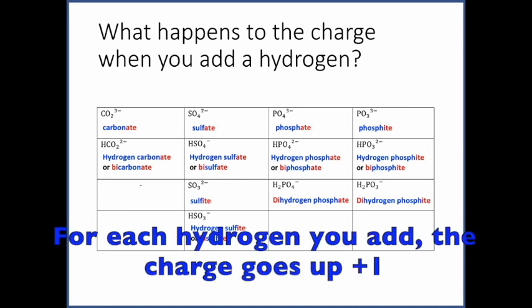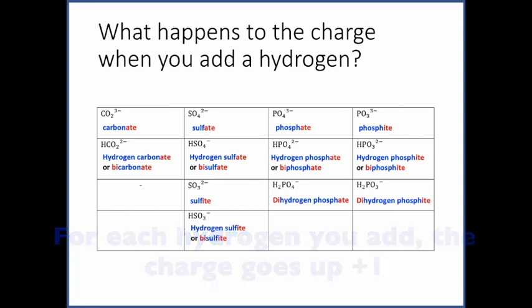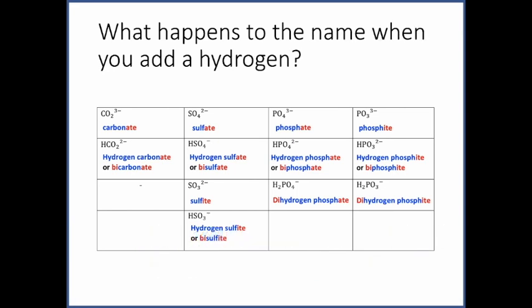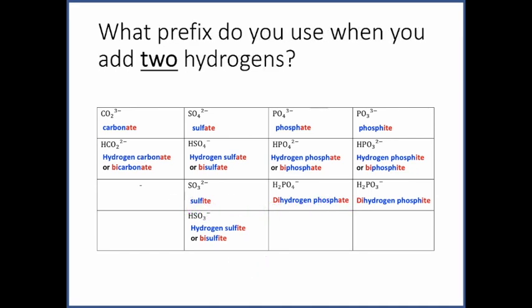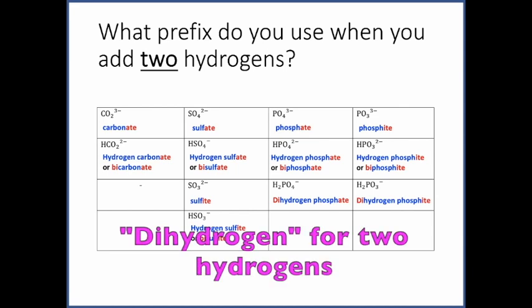You should see that for each hydrogen you add, the charge goes up one. Now, what happens to the name when you add a hydrogen? When you add a single hydrogen atom, you put the word hydrogen in front of the name, or you can put the prefix bi in front of it. So, what prefix do you use if you add two hydrogens? When you add two hydrogen atoms, you put the word dihydrogen in front of the name of the oxyanion.